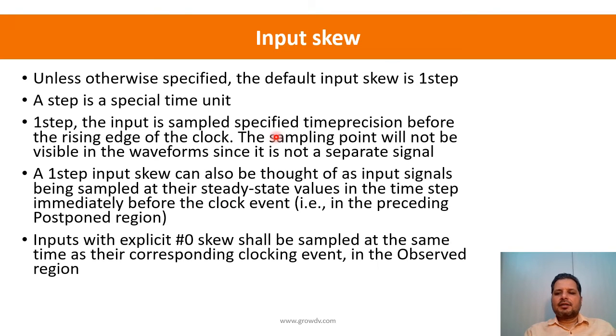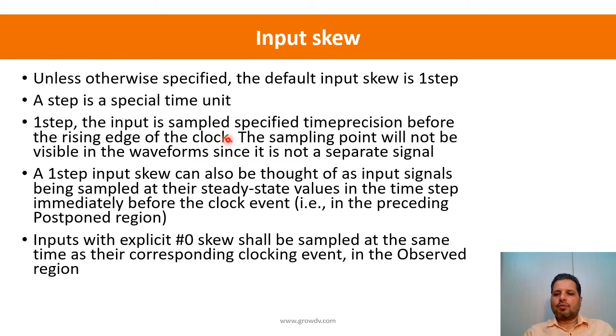So let's look at the input skew. If in any clocking block the input skew is not specified, the default input skew is one step, and it's a special time unit. What's special about it is that one step means the time precision that we have specified. It's 1 unit of the time precision, and the signal gets sampled this 1 unit of time precision before the rising edge of the clock.